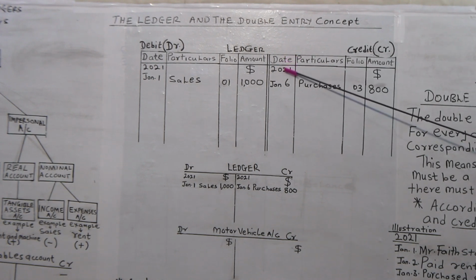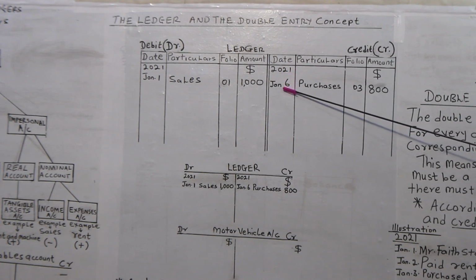At the credit side, the date represents also the date of the business, 2021, January 6th. And under the particulars, the transaction is written there, purchases. And we have the folio and the folio number, which is 03, and the amount involved in the purchases, which is $800.